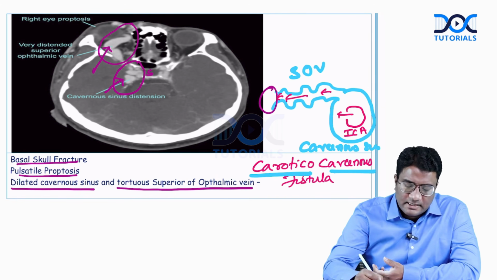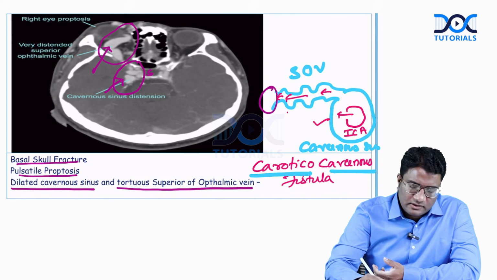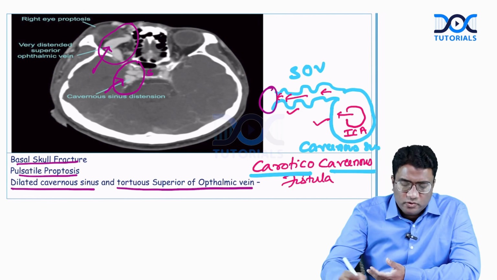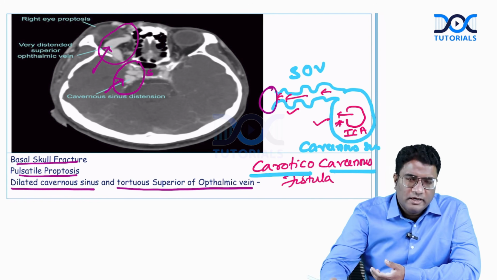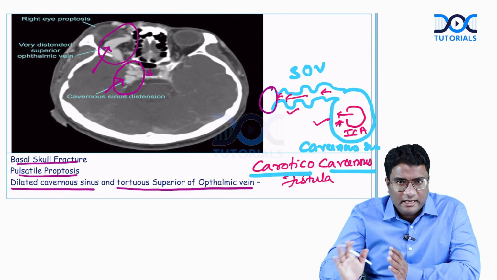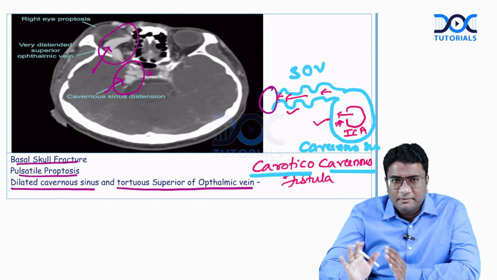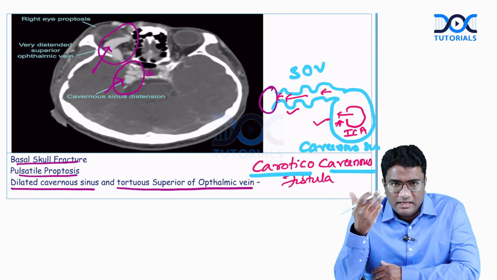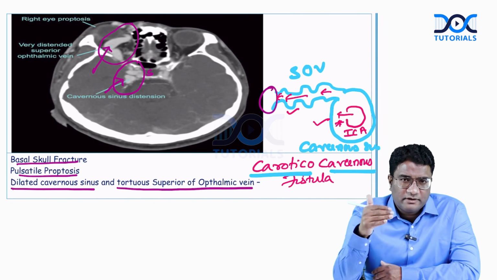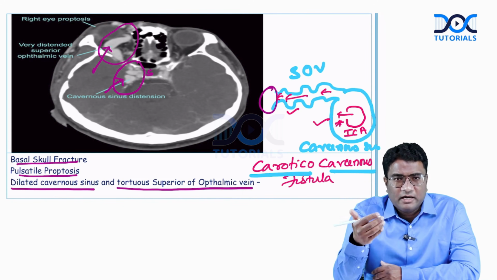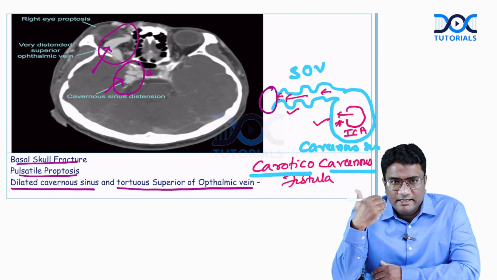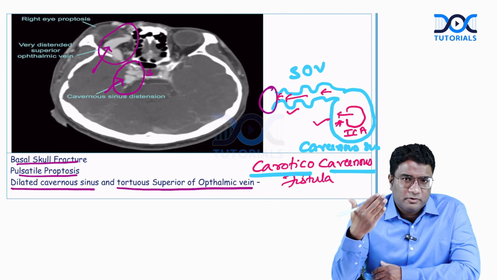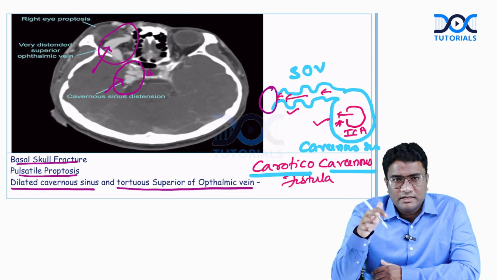So what are the findings? There is a dilated cavernous sinus, a tortuous superior ophthalmic vein and pulsatile proptosis. What is it due to? It is due to the caroticocavernous fistula, not cavernous sinus thrombosis. Remember, pulsatile proptosis is not a feature of thrombosis. If there is a thrombosis, the pulsation will not go. If there is a caroticocavernous fistula, the pulsations of the internal carotid artery are transmitted into the cavernous sinus, into the superior ophthalmic vein and then into the orbit. So you will see pulsatile proptosis when you have a caroticocavernous fistula.